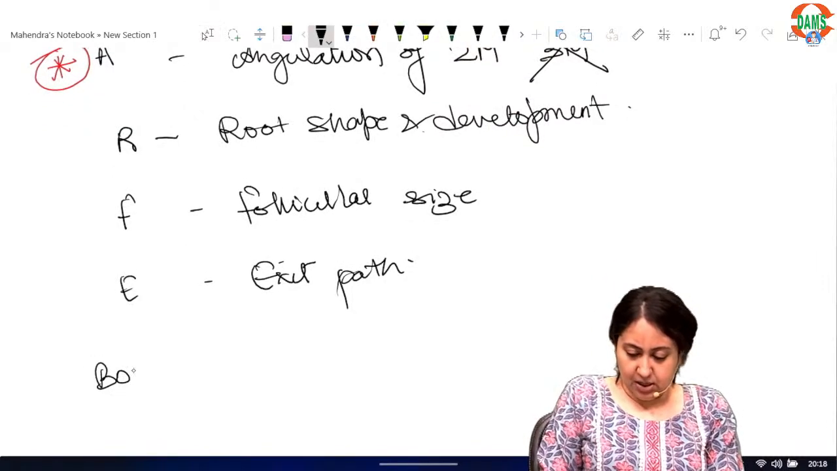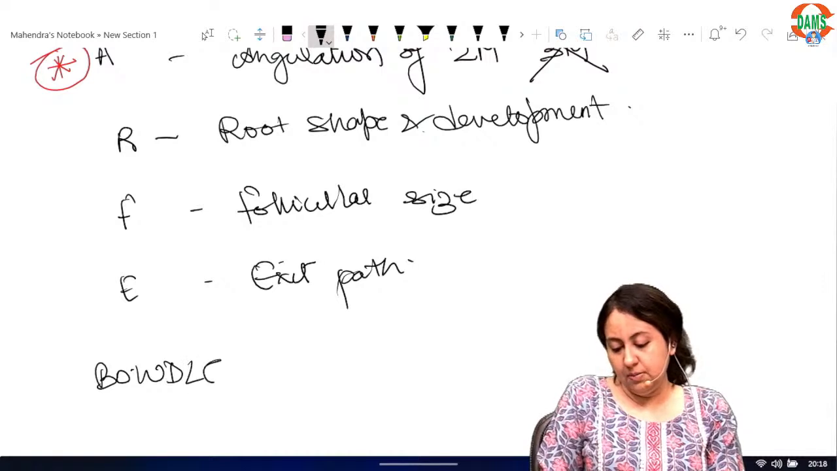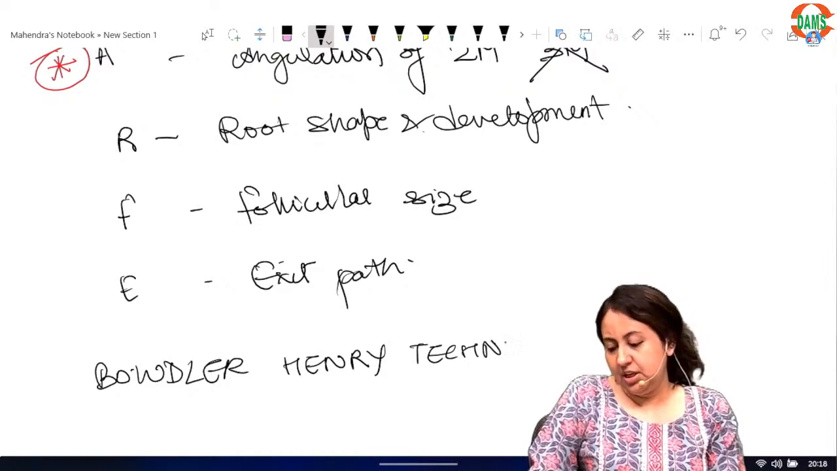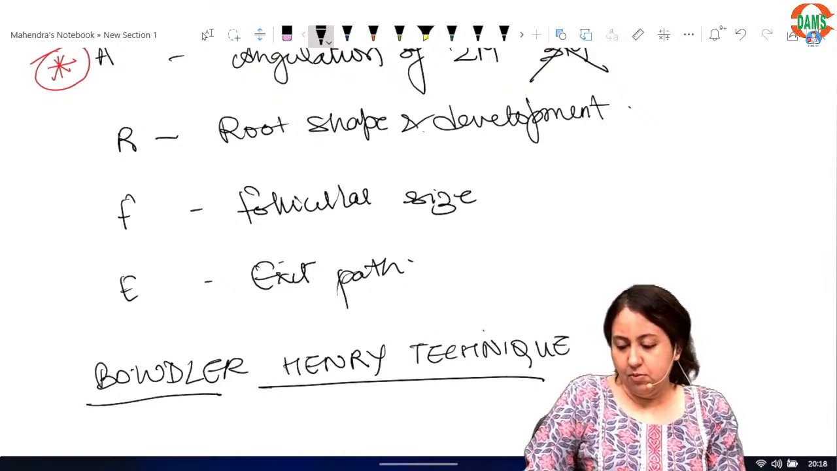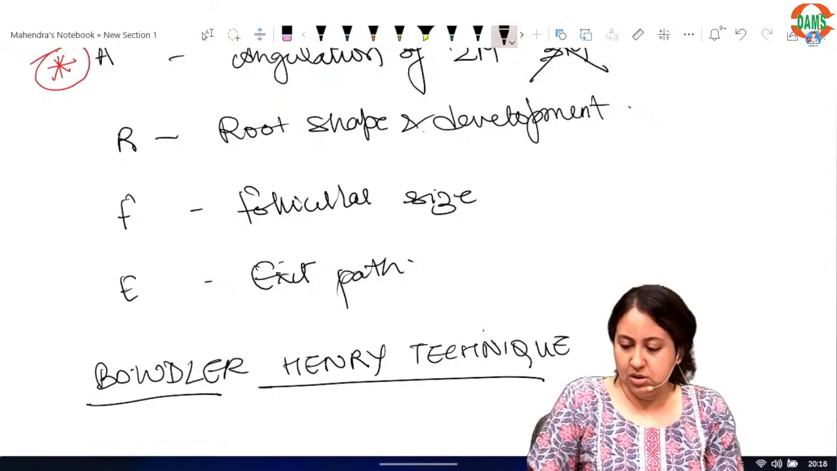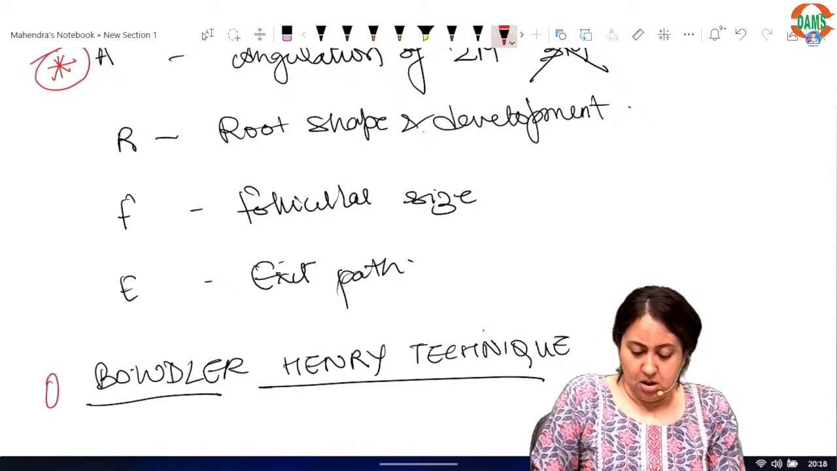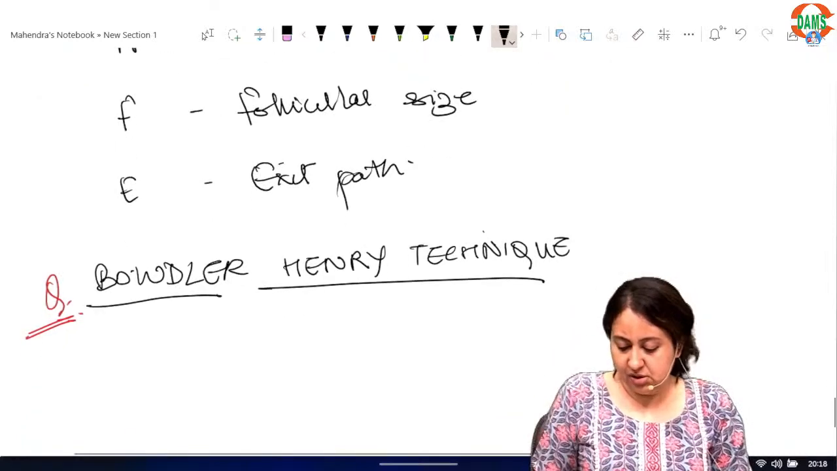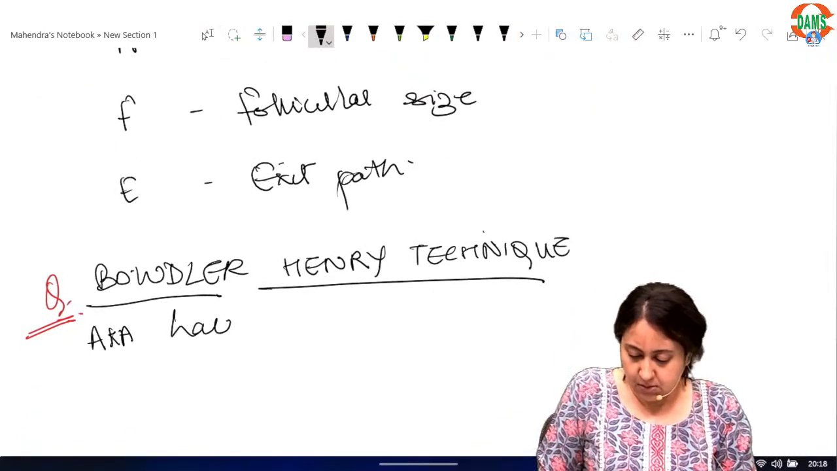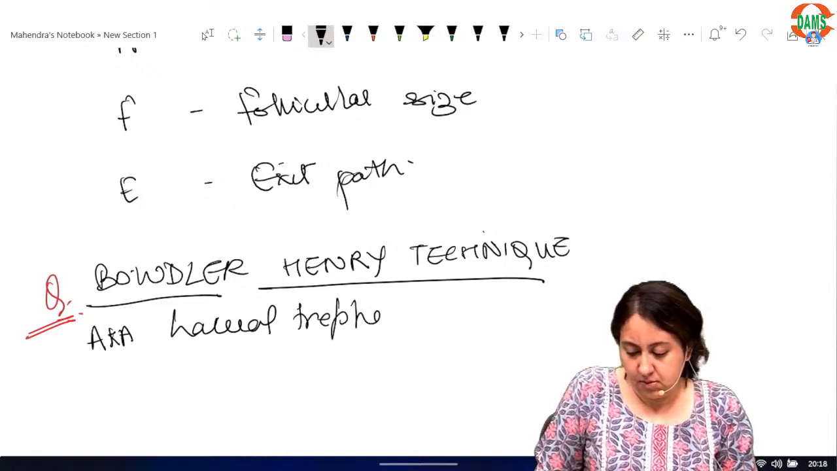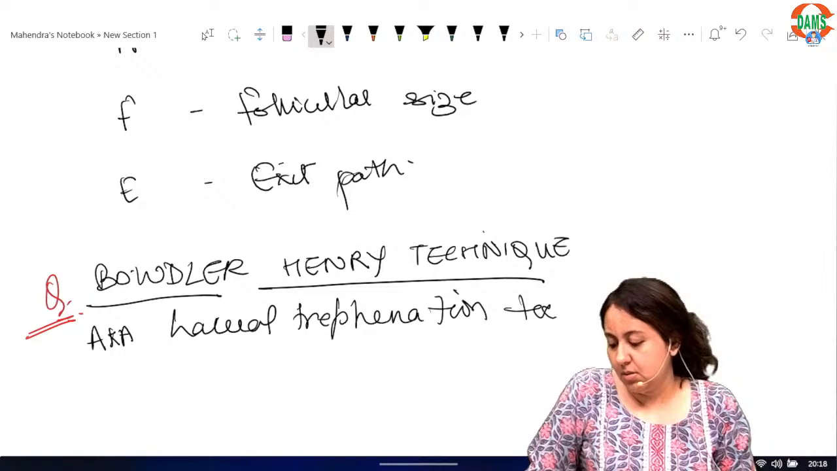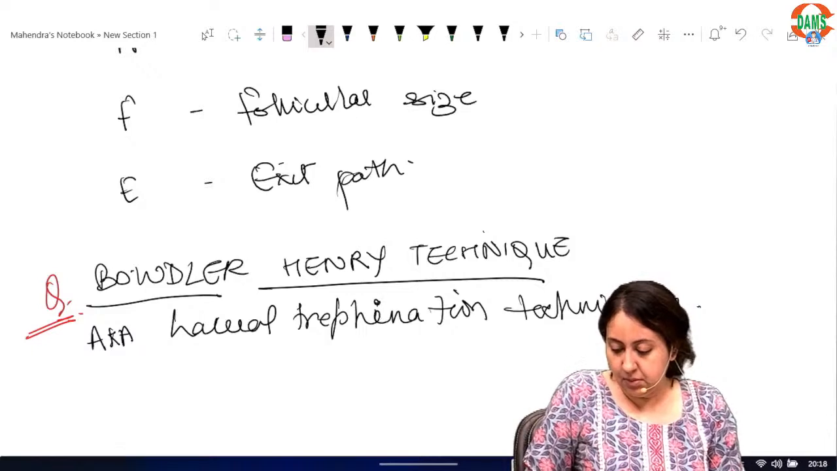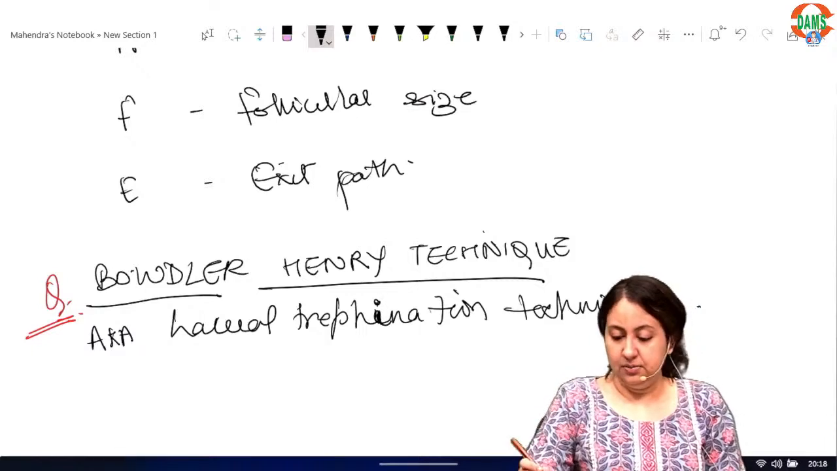There is something known as Bowdler Henry technique. Again, important question, important topic. Bowdler Henry technique, also known as lateral trepanation. Lateral trepanation technique. Okay.